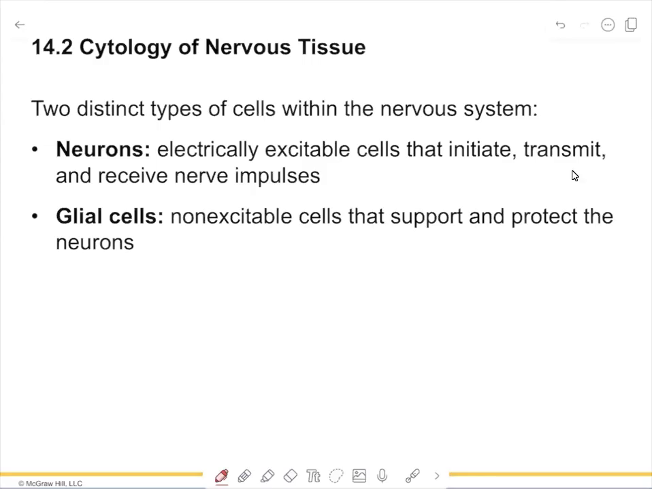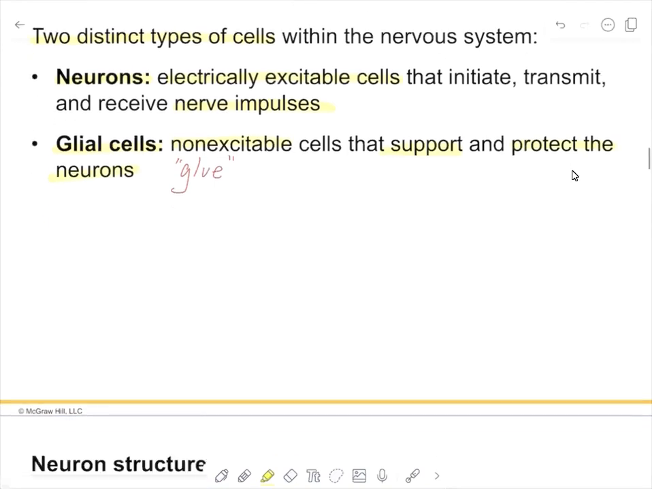As was mentioned previously, there are two distinct types of cells within the nervous system that you should be aware of. The first would be the ones responsible for electrically exciting information and sending those nerve impulses all throughout the nervous system. The second group of cells within the nervous system are what are called the glial cells. Glial cells are sometimes referred to as the glue that holds the nervous system together. They are non-excitable cells that support and protect the neuron. And there are various examples that you should be aware of.